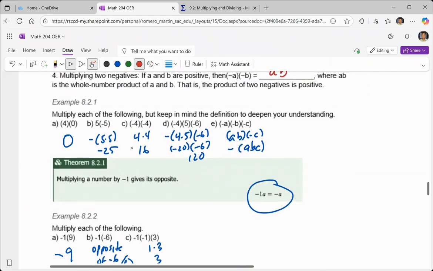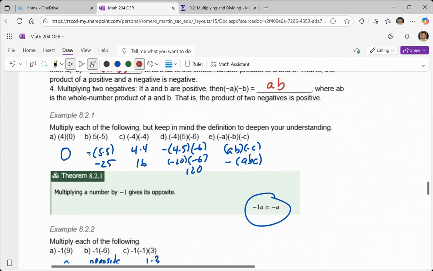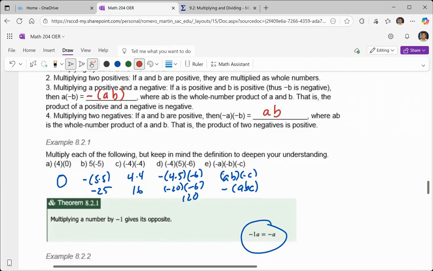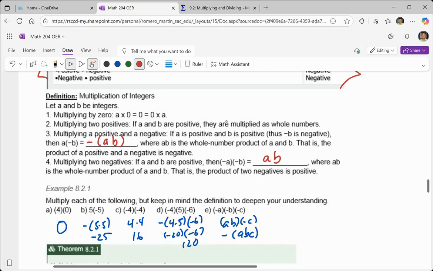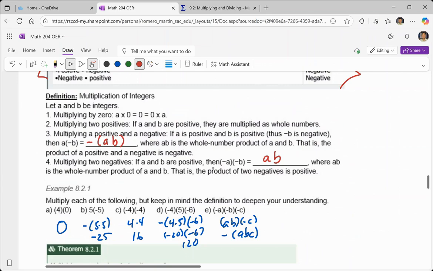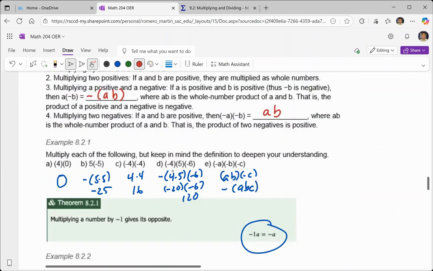That leads us to these examples here. 4 times 0 is 0. 5 times negative 5 is just 5 times 5, but opposite. 4 times negative 4 is just 4 times 4, but opposite. Negative 4 times negative 4 is positive, because we know the answer is going to be positive. So just using the rules, I'm following the rules of signed numbers, or you can remember the patterns we talked about. Negative 4 times positive 5 is negative 20. Negative 20 times negative 6 would just be 20 times 6, or 120, and that's positive.